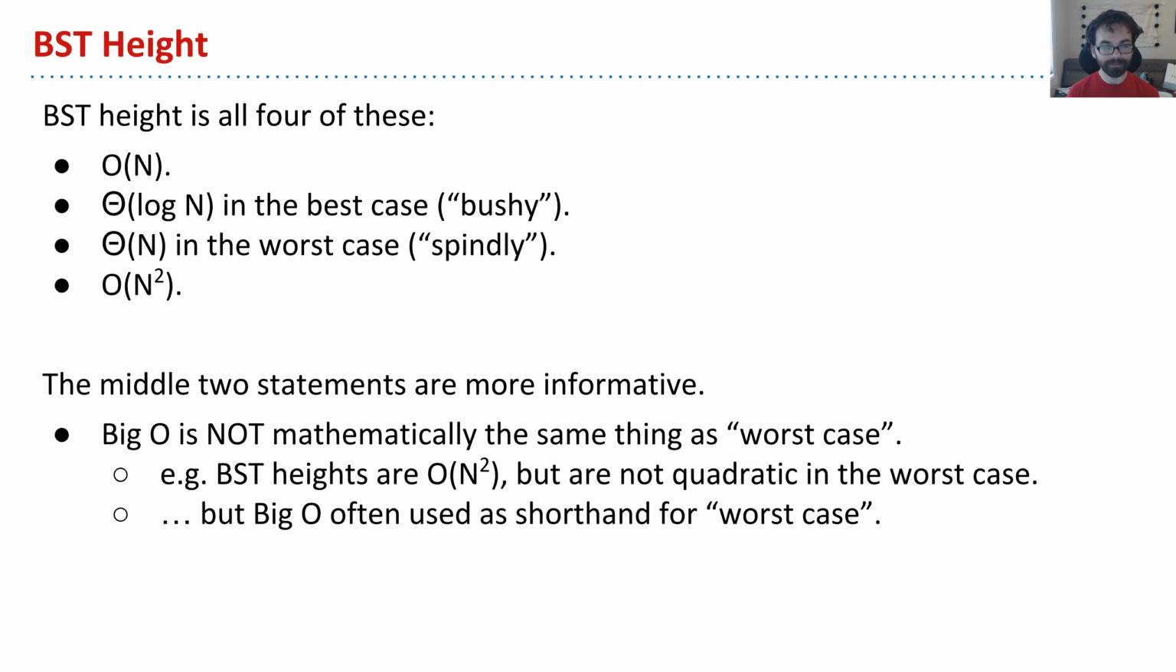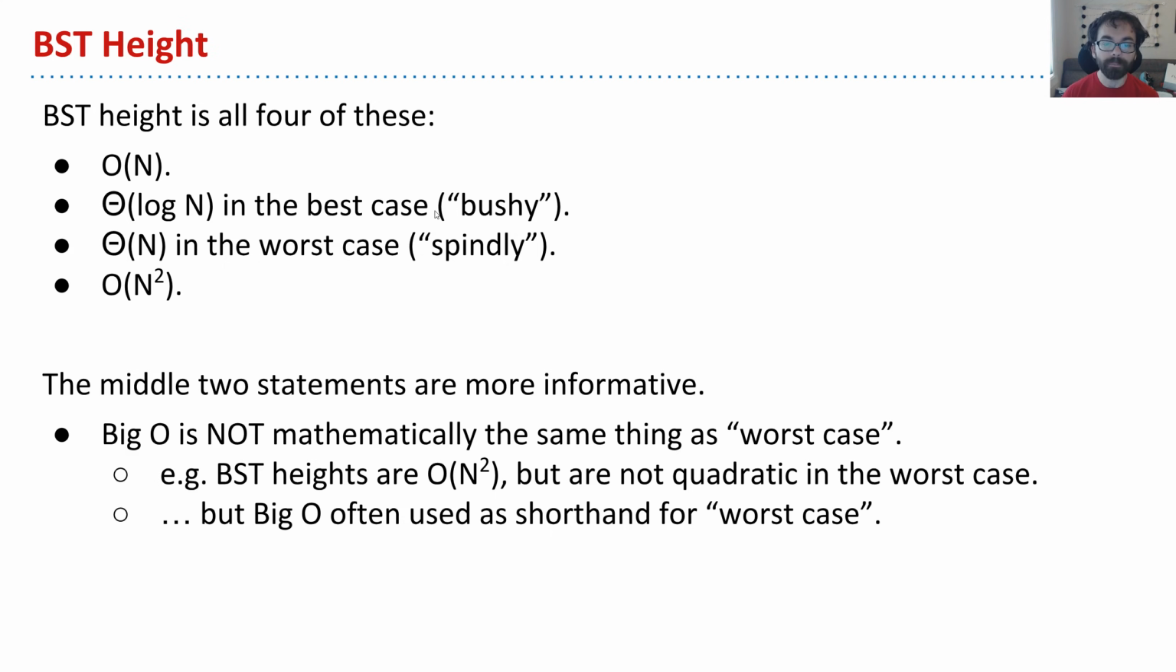Binary search tree height, okay, so it's all four of these things. It is big O of n, because a binary search tree never has height that is greater than n asymptotically. It is theta log n in the best case. It is theta n in the worst case. And we can also say, for example, that it's big O of n squared. And that would be kind of a jerk thing to do, but it is technically true. So these middle two statements, they are more informative.